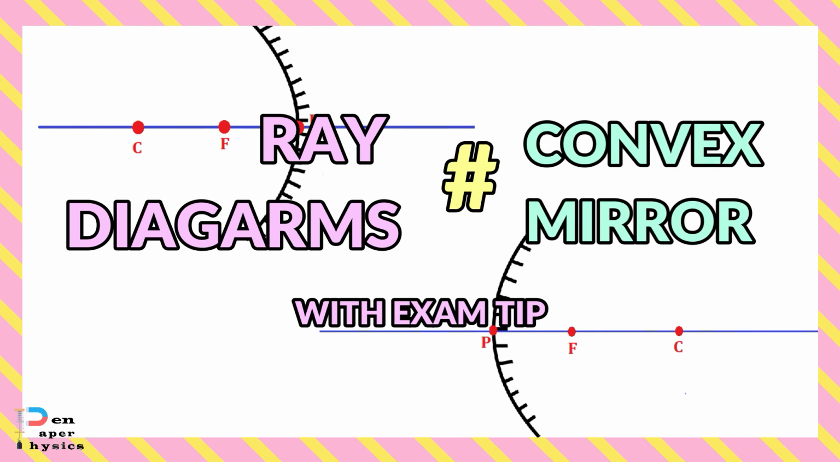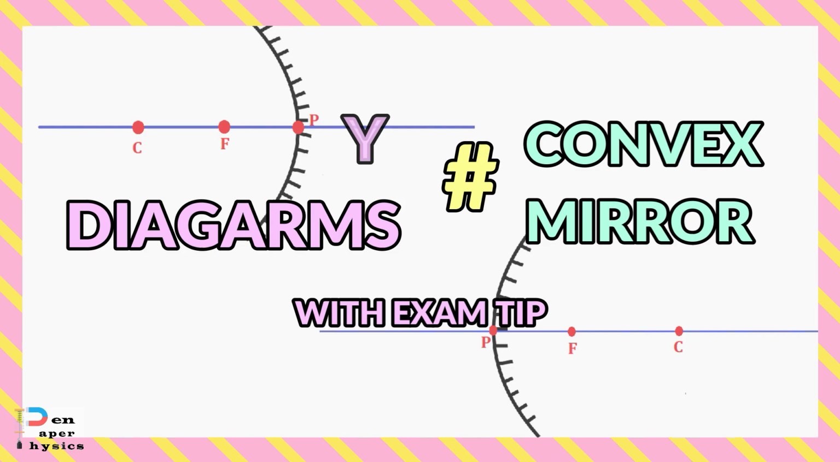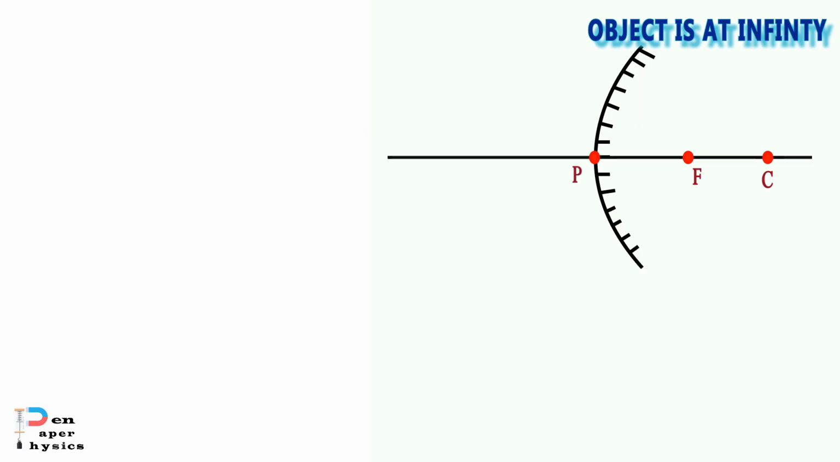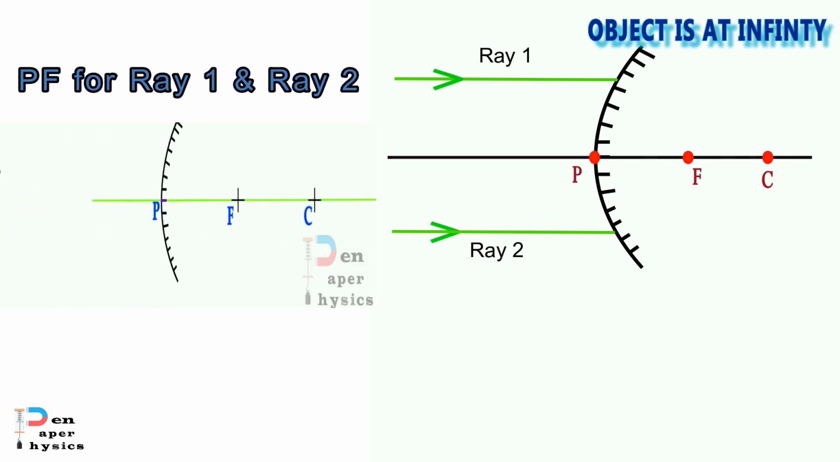We will study about the ray diagrams of a convex mirror. First case that we will study over here is object is at infinity. So in the same way, the parallel rays will be incident on the mirror. Ray 1 and ray 2 are the paraxial rays parallel to principal axis. So for both of them, we will follow the PF rule where the rays parallel to principal axis after reflection appears to pass through focus.